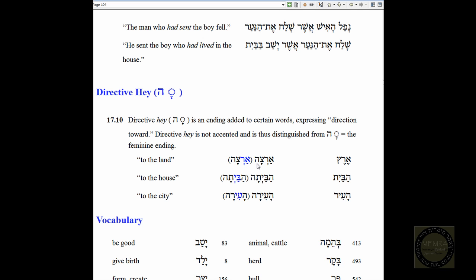Now, you'll be able to distinguish this from a noun with a third feminine singular suffix. How? Well, if you've already been through chapter 16 or watched the overview, you'll know. Third feminine singular suffix is going to have a dot in the he, that mapik. So you'll be able to tell the directional he apart from the he suffix that gets attached to nouns. And also, of course, you'll know that this isn't a third feminine singular verb form because you know your vocabulary. You know that eretz is not a verb. So again, even though we have the same letter, they can be clearly distinguished from each other.